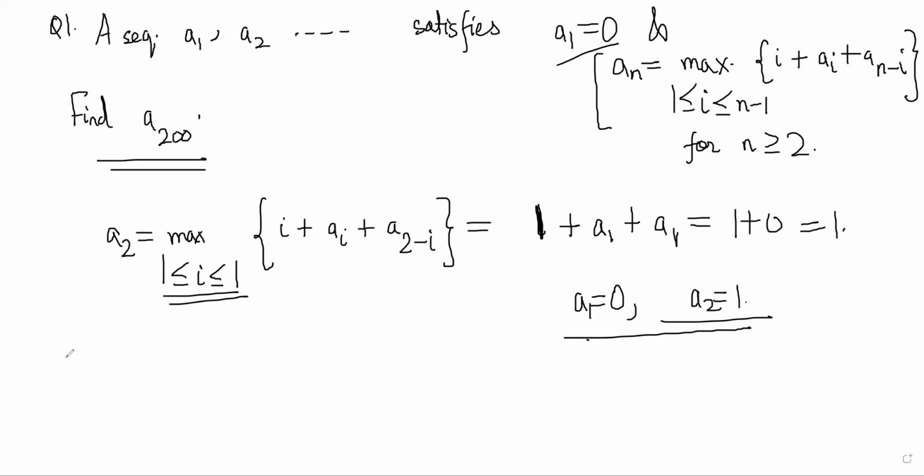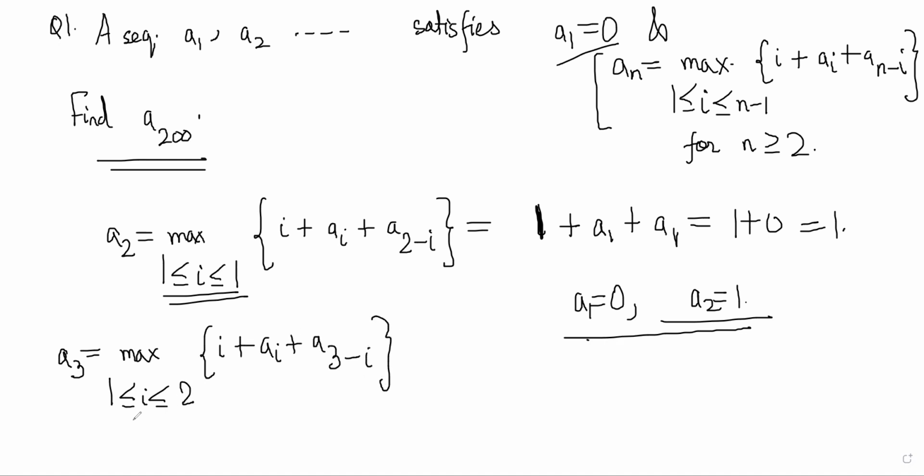Okay. Now let's find out A3. In a similar manner, A3 is max of 1 is less than or equal to i is less than or equal to 3 minus 1, which is 2, of i plus A_i plus A_(3 minus i), right? And now I can take which values? i can be 1 and i can be 2. So let's calculate it separately. When i is 1, it is 1 plus A1 plus A2, comma, when i is 2, it is 2 plus A2 plus A1, right? Now notice that A1 plus A2 is equal to 1. So this is 2 and this is 3. So the maximum of 2 and 3 is equal to 3.